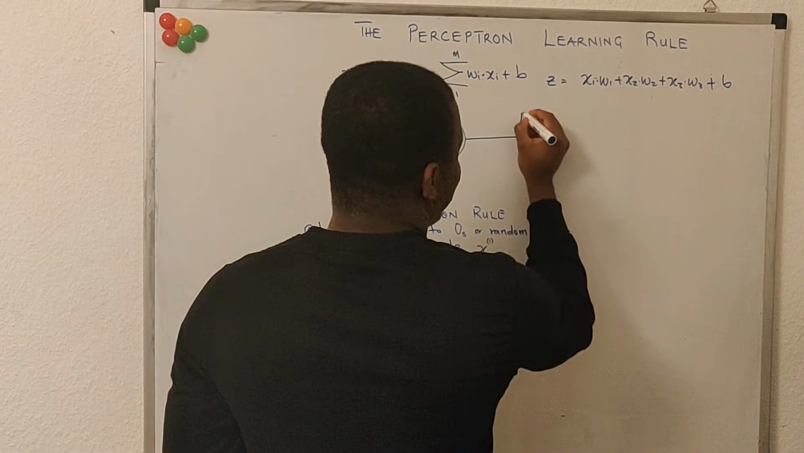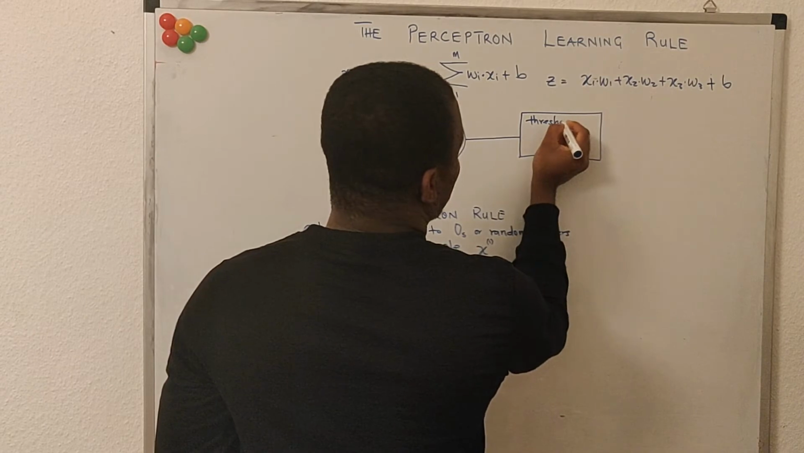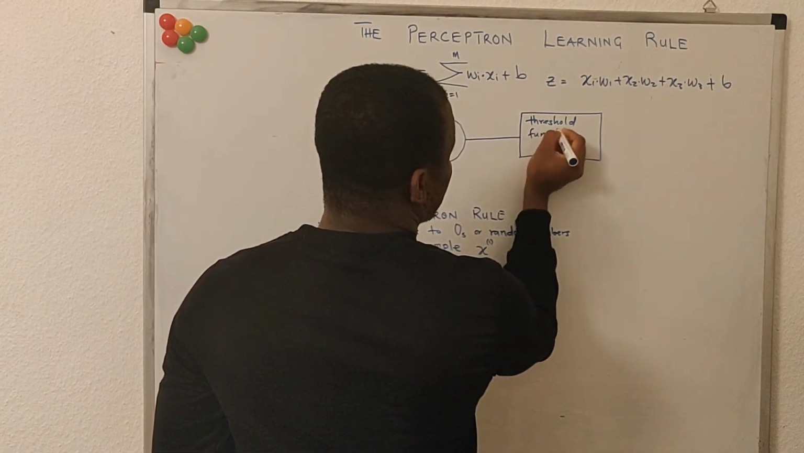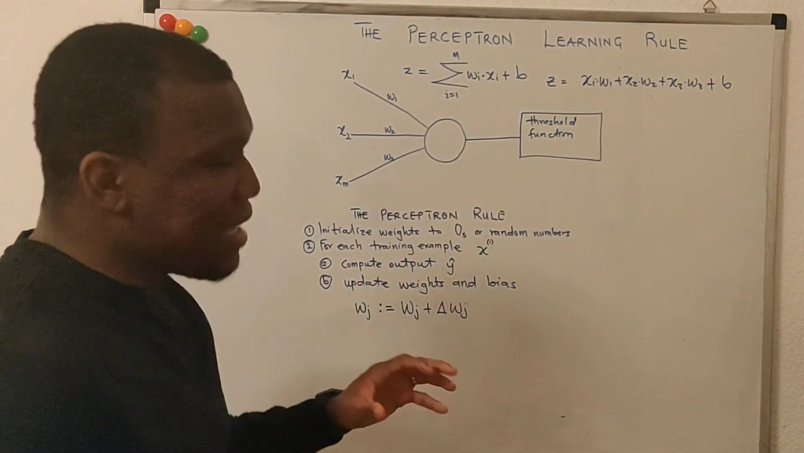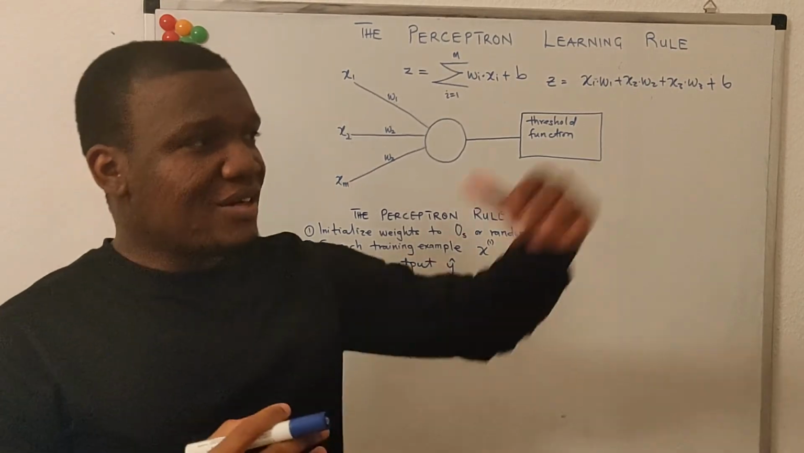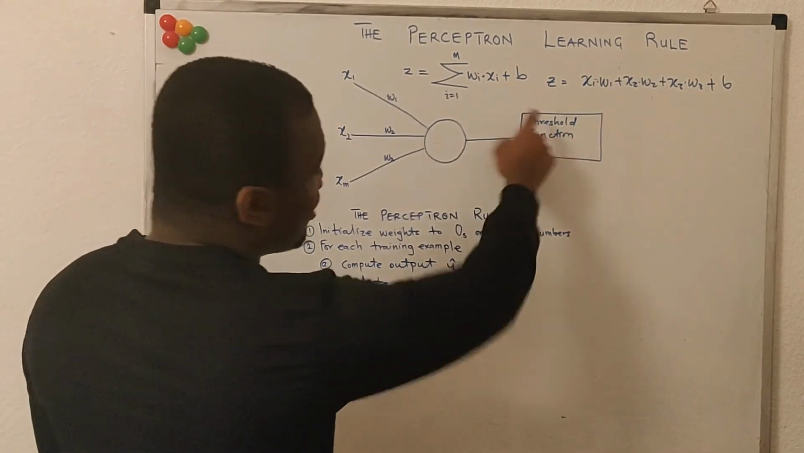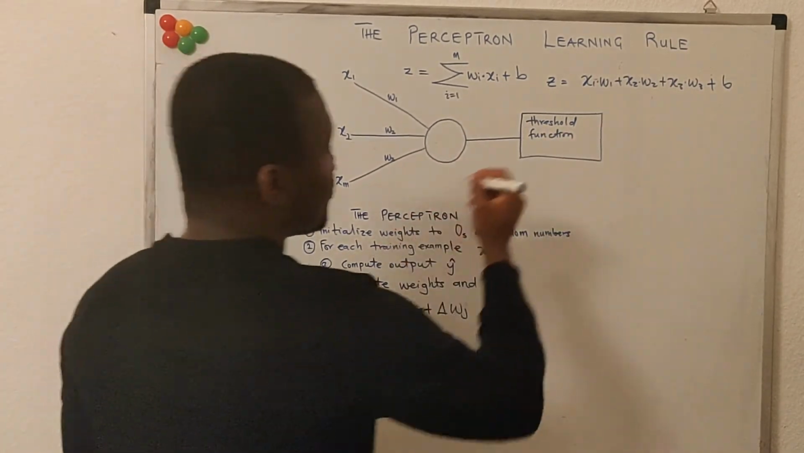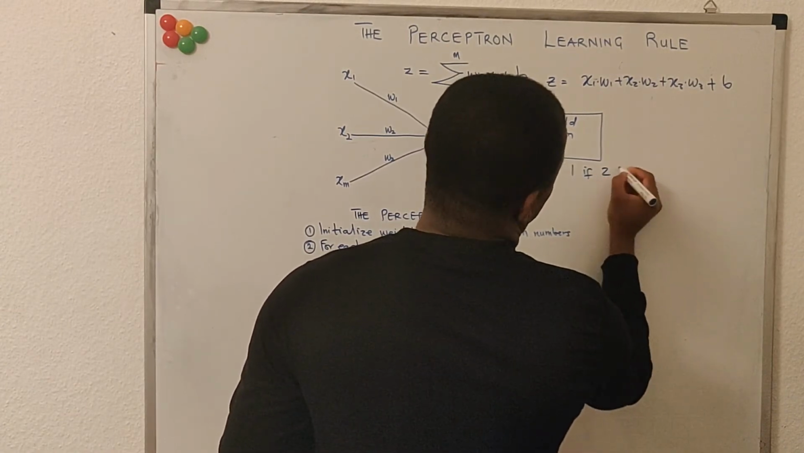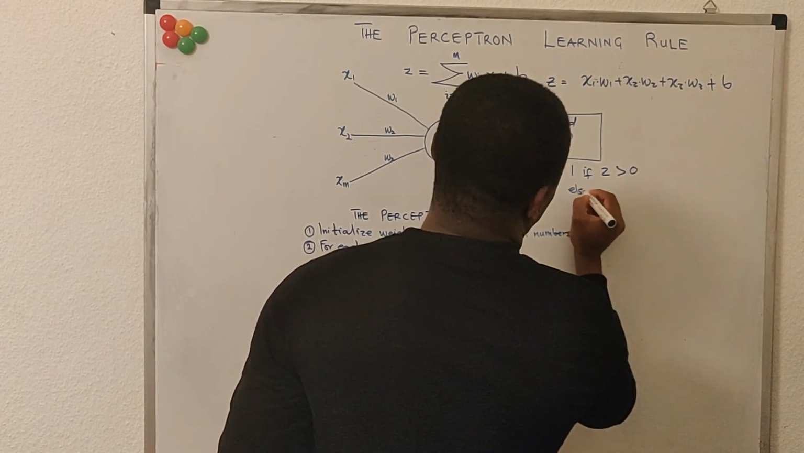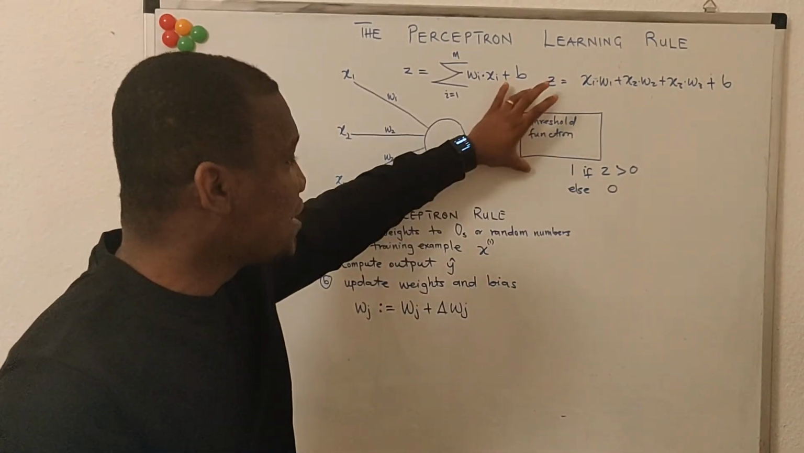And then the next thing that happens is that it goes into a threshold function, or a decision function. And what the threshold function does is, that is where the decision of the final class that is assigned to the training example is made. So the way the threshold function works is very simple. It assigns 1 if z is greater than 0. Otherwise, it assigns a 0 to it. So this is how the threshold function works.